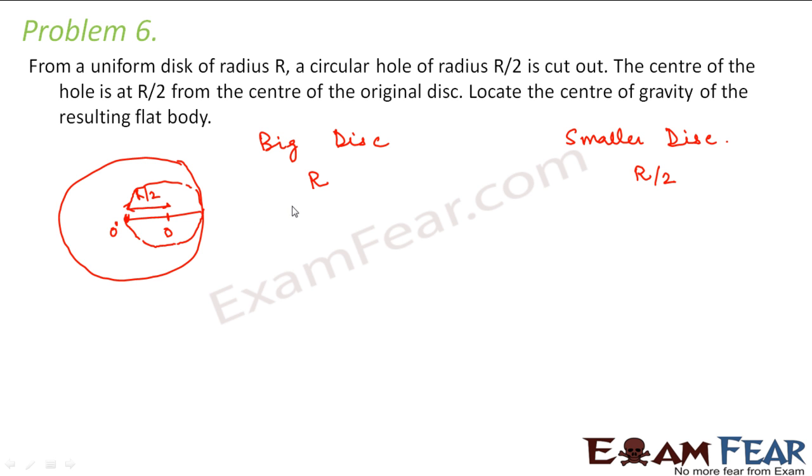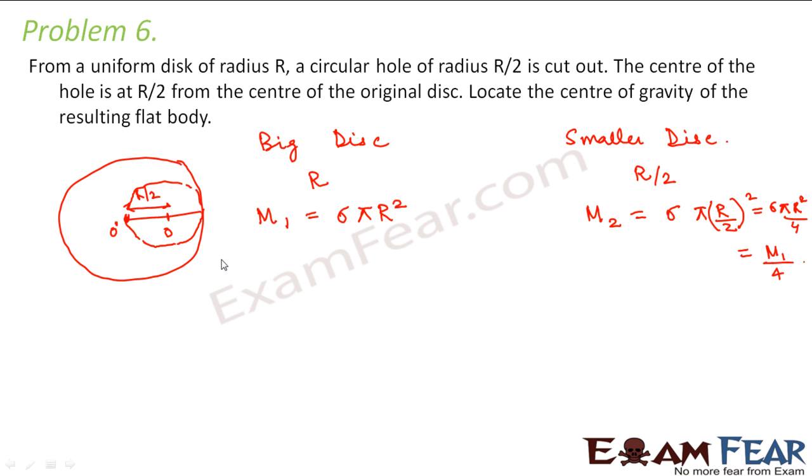Now what about the mass? So mass for the bigger disc, let us suppose this is m1, will be equal to, let us suppose the mass per unit area of this disc is sigma, so sigma into pi r square. What will be the mass for the smaller disc? Let us call this m2. This will be equal to sigma into pi into r by 2 whole square. So this becomes sigma into pi r square by 4. So this is equal to m1 by 4.